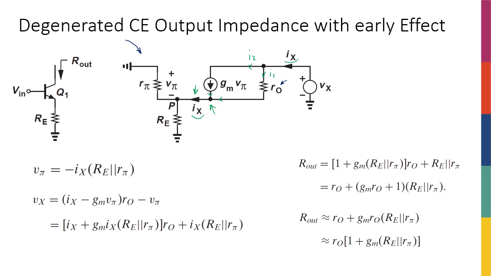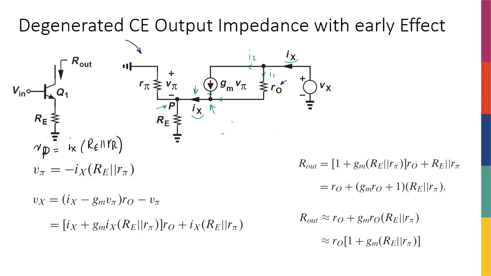Why is that important? Because now I can write the voltage at the node P as Vp being equal to Ix times whatever resistance is between P and ground, which is Re to ground and R pi to ground. They're in parallel, so it's going to be Ix times Re in parallel with R pi. Okay, so that's step one. Maybe I should have written this here. So Vp is equal to Ix times Re in parallel with R pi.